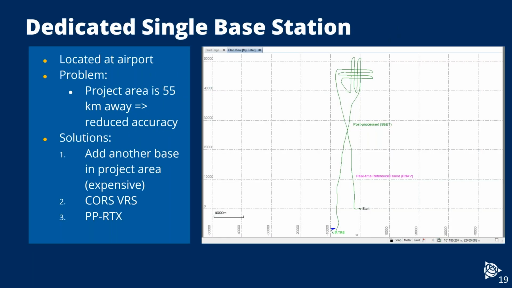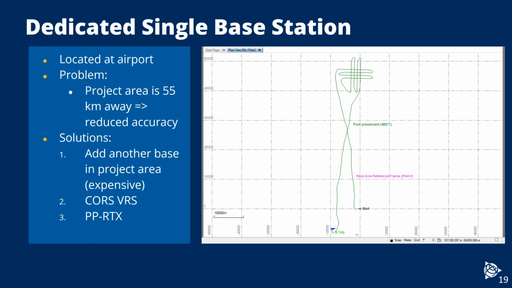Okay, so here's our flight demo for our single base example. We started at an airport, we flew to our area of interest and then returned, as you can see on the screen. We set up a base station at the airport, which will generate our single base solution for us. However, this is limiting because the project area is 55 kilometers away. So this is outside of our optimal 20-kilometer baseline, but we will rather expect to see slightly reduced accuracies.